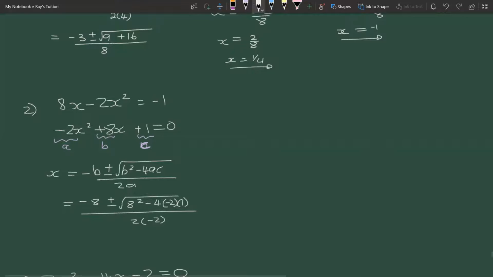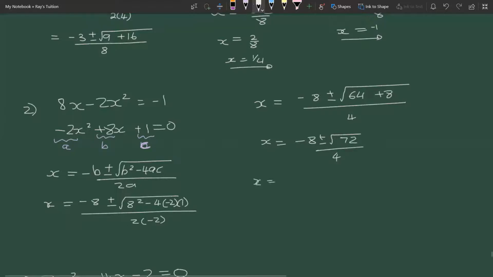So let's continue simplifying that over here. So x is equal to negative 8 plus or minus the square root of 64 plus 8, if we multiply that, all over 4. So 64 plus 8 is 72, so that's root 72 over 4. So our one solution is x is minus 8 plus root 72 over 4. And our other one is x is equal to minus 8 minus root 72 over 4.